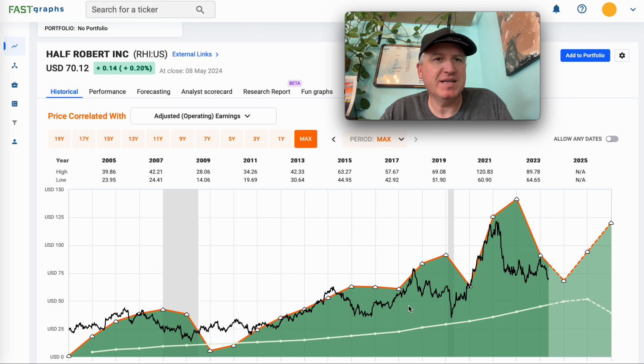Today we're going to be analyzing Robert Half, which is listed as Half Robert, which keeps throwing me off up here on the FAST Graph. Ticker RHI. As always, this is not individual investing advice. This is just how I analyze stocks.